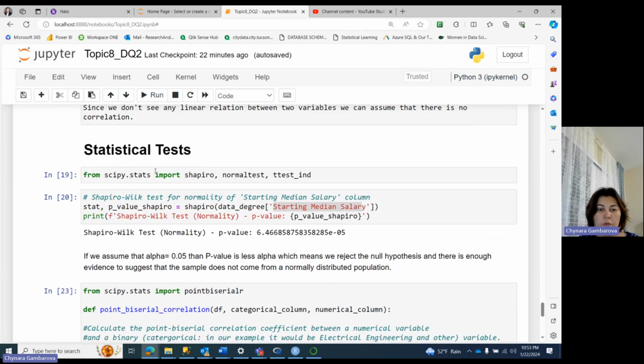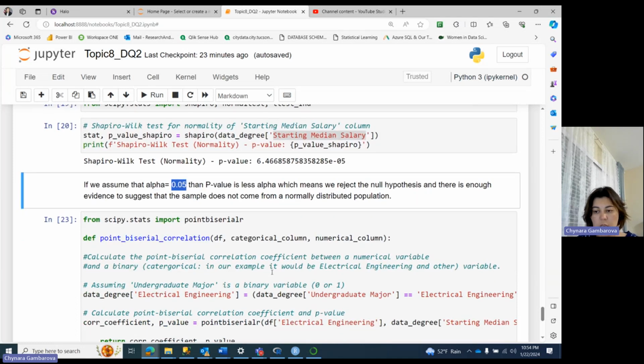Another test I performed was the Shapiro-Wilk test, which tests for normality. I was testing the field starting median salary to understand whether it is distributed normally. As you can see, the p-value is really small. If we assume that alpha is 0.05, the p-value is less than alpha, which means we reject the null hypothesis, and there is enough evidence to suggest that the sample does not come from a normally distributed population for starting median salary.